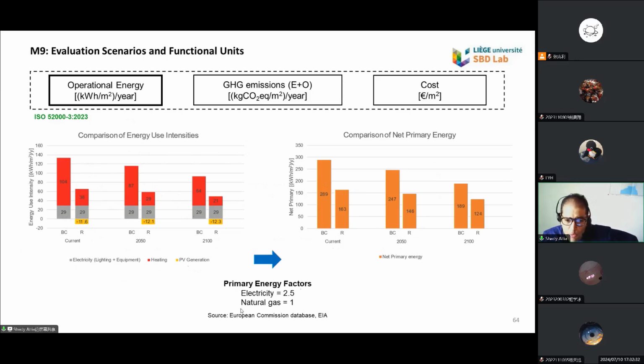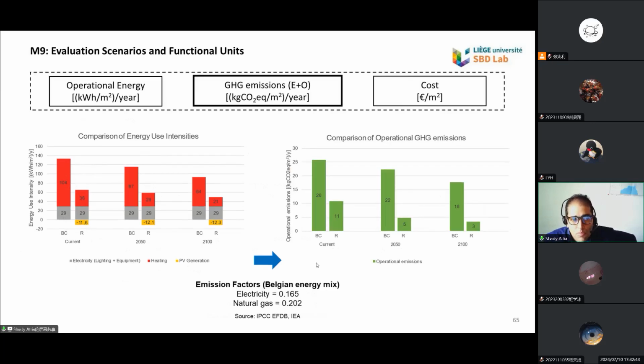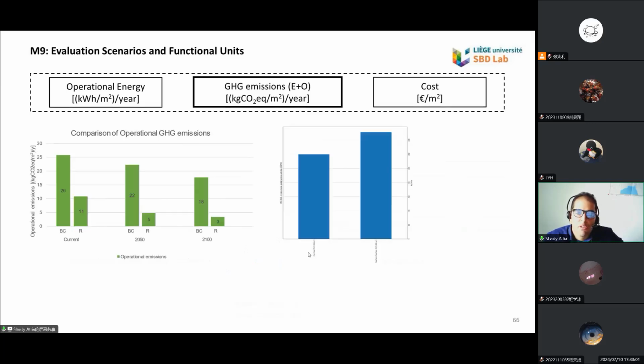And here we are using primary energy factors based on the European Commission database, where electricity has a factor of 2.5 and natural gas has a factor of 1. Another example is calculating the greenhouse gas emissions, embodied and operational, same story, base case against the new renovated building. Every time here we are calculating both emissions and the energy emission factors for both cases, taking into account all the materials of the calculation.